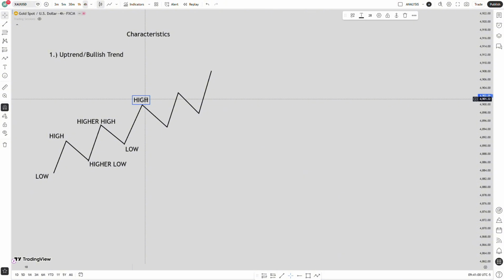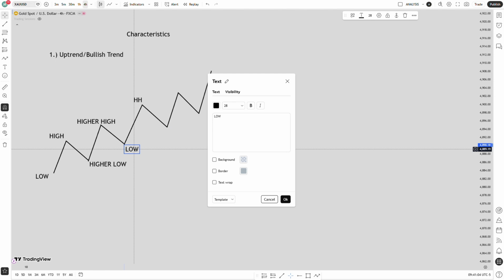So this will be called a higher high. Why is this going to be called a higher low?